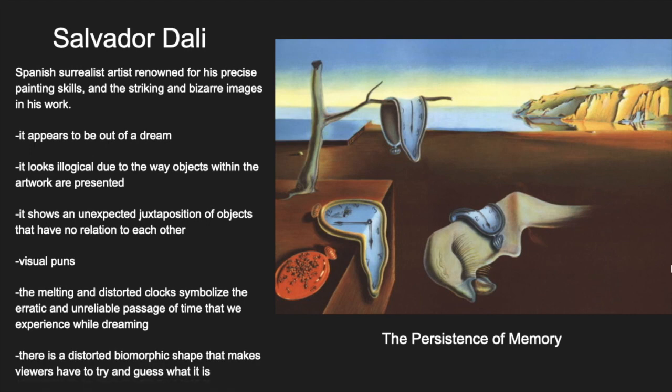There's a distorted biomorphic shape that makes the viewers have to try and guess what it is right here. So if you look at it, right here it almost looks like eyelashes. From this angle you might think that it's a horse or something of that sort, but it looks like a beak right here. You really have to analyze this in order to figure out what it is.